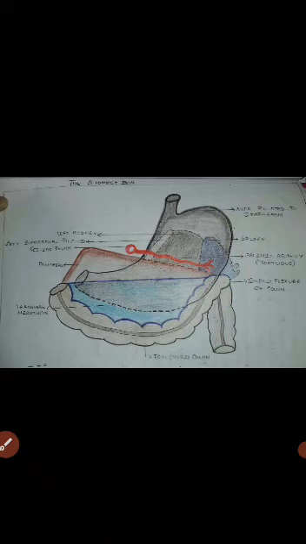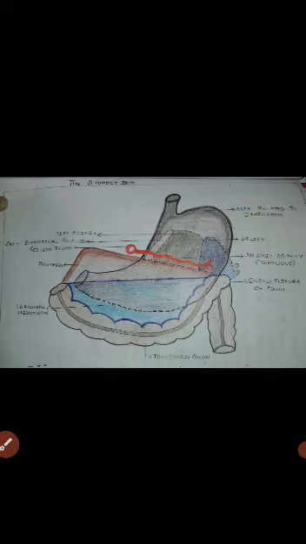hepatic nodes. So area C first drains to right gastroepiploic, subpyloric, and hepatic. Area D, that is the pyloric part, drains in different directions to pyloric nodes, hepatic nodes, left gastric nodes.